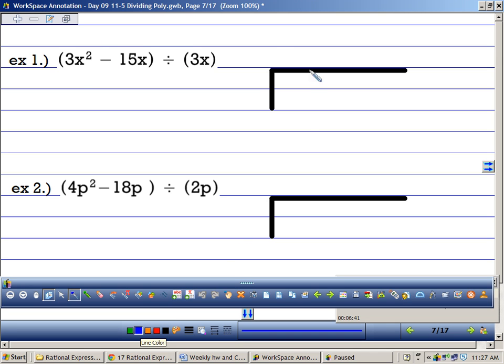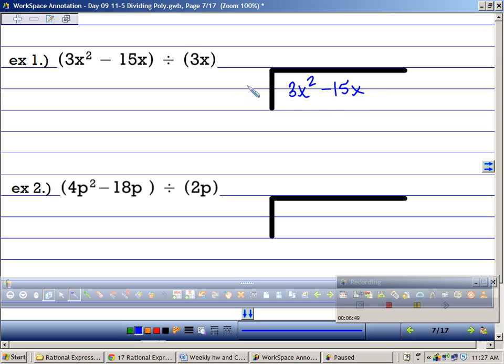All right, so 3x squared minus 15x divided by 3x. 3x goes into 3x squared how many times? X. Would I put the x here or here? The last one, because the x goes over the 15x. So x times 3x is how much? 3x squared. What's my saying? Draw the line and change the sign.